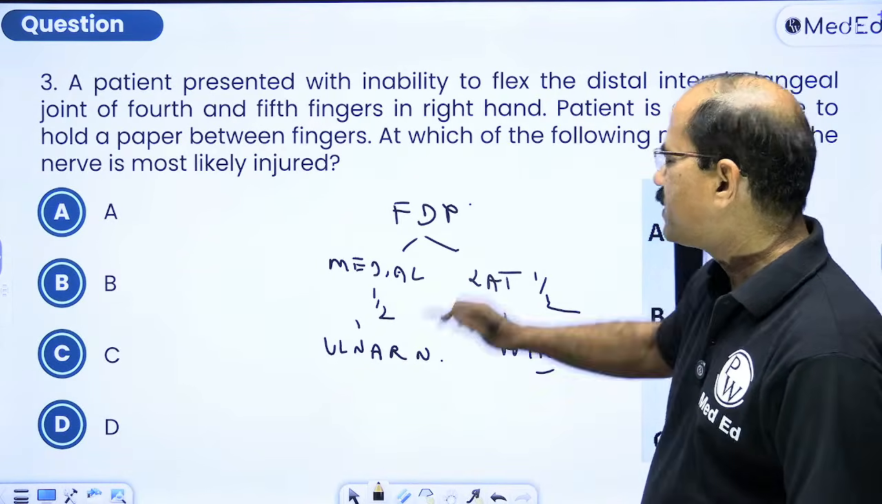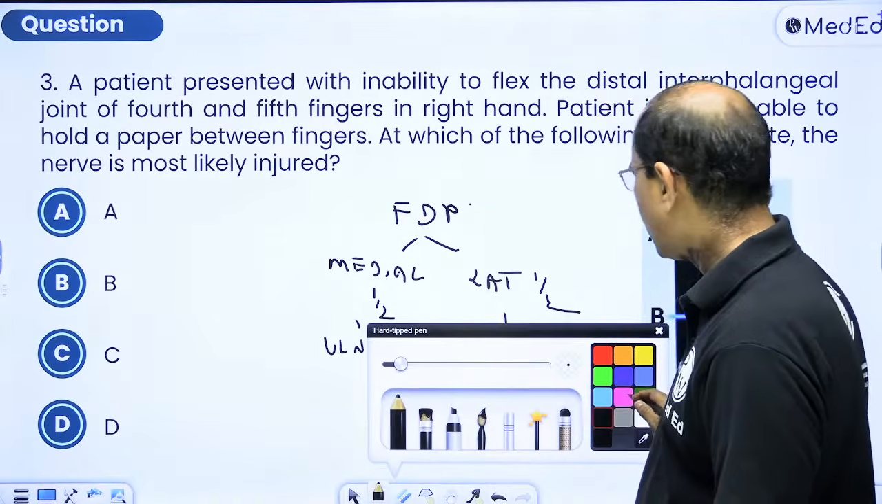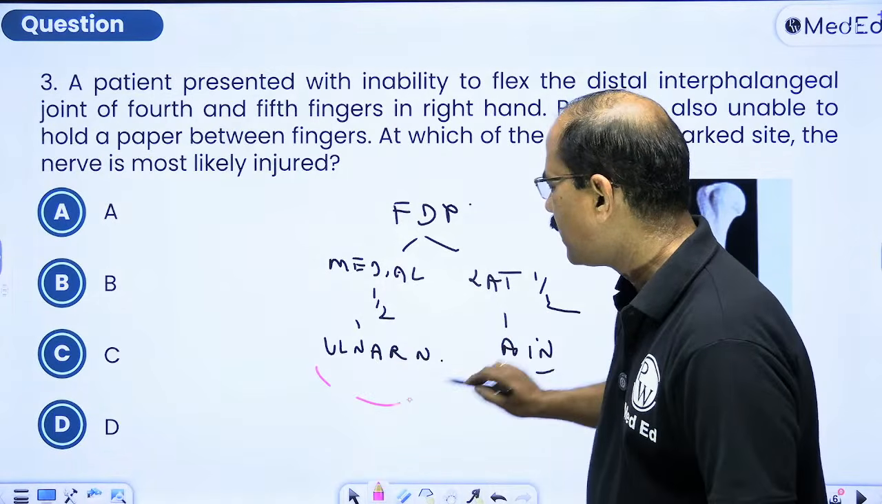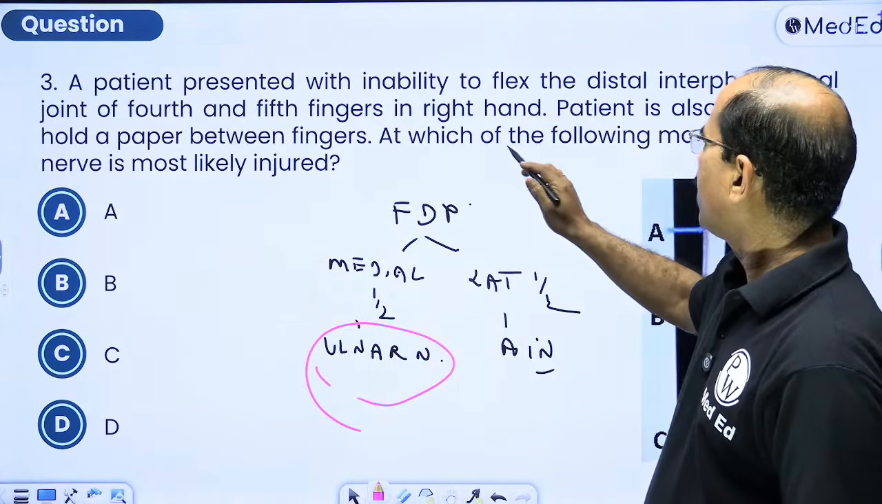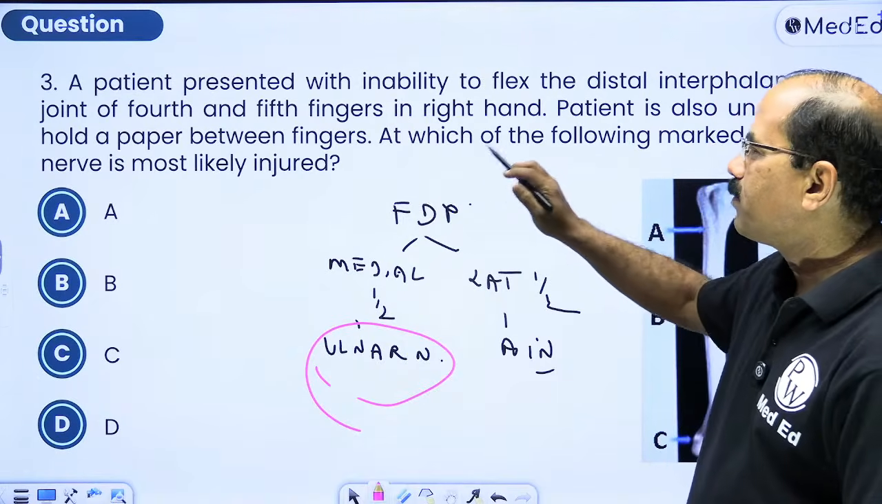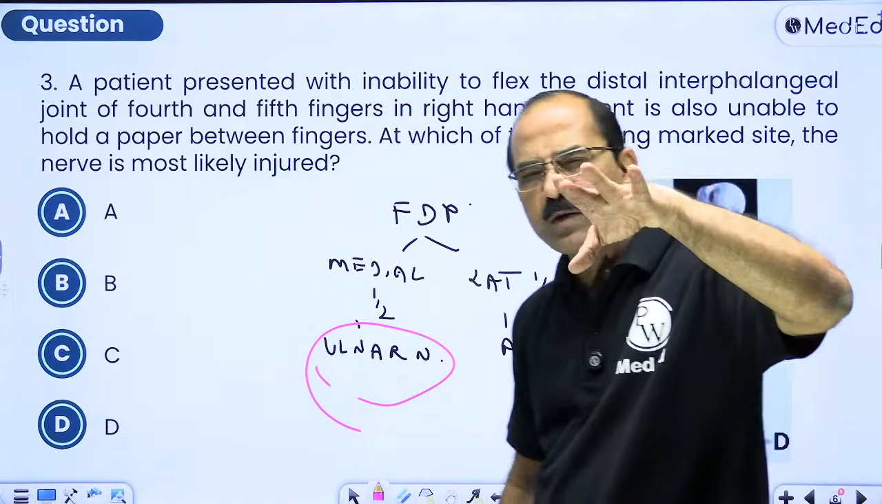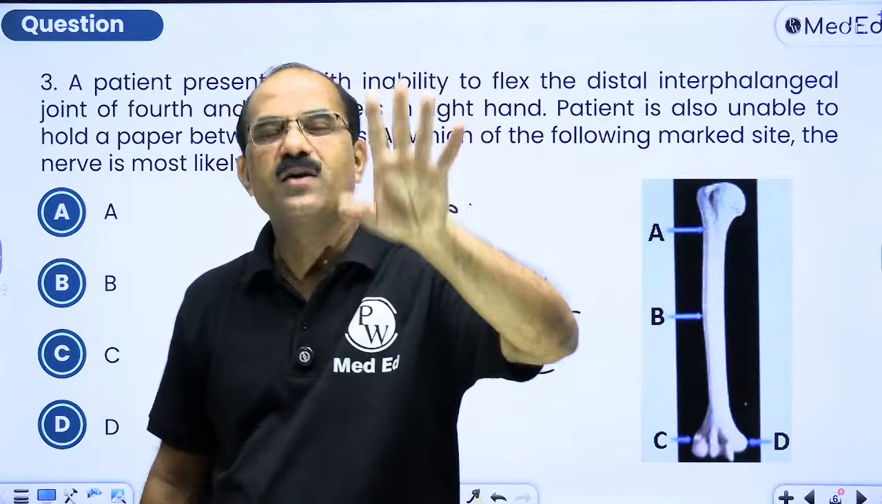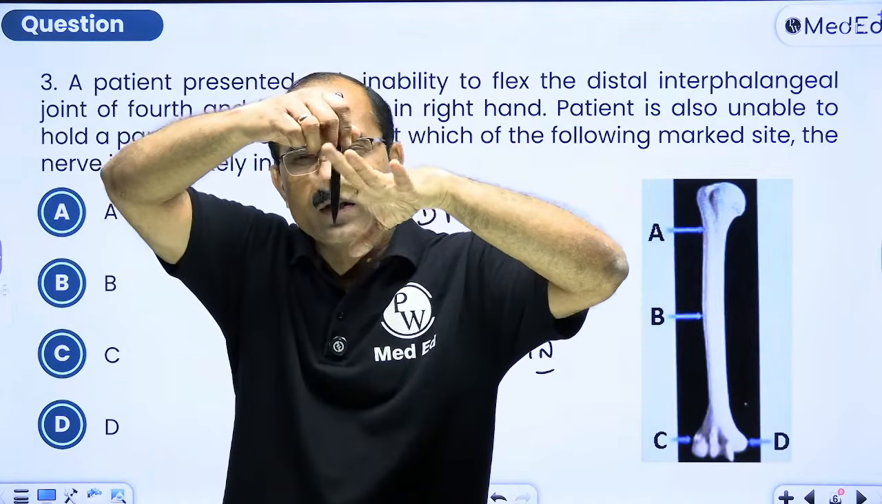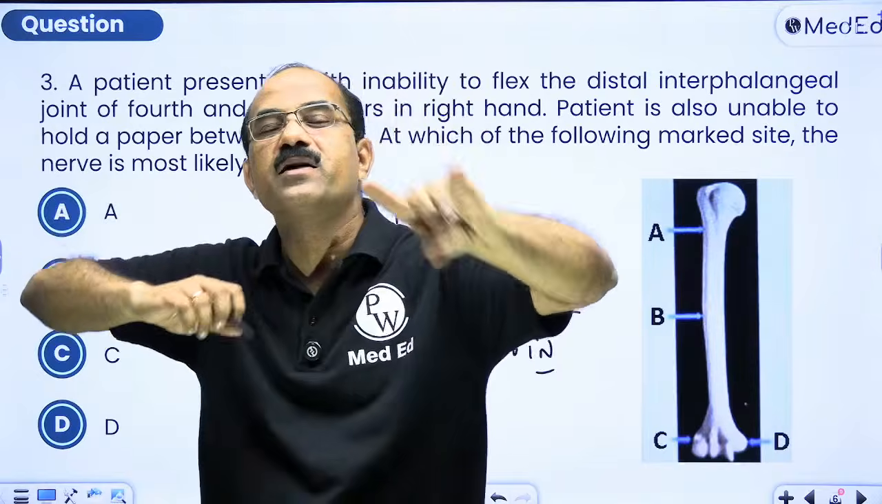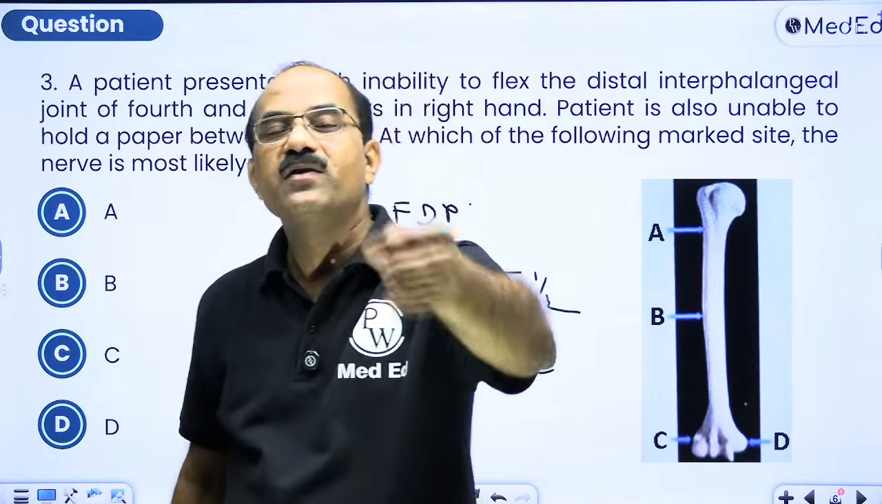So fourth and fifth digits है ना, so it would be the ulnar nerve. हाँ, ulnar nerve होगा medial half. So ulnar nerve involvement है. Patient is also unable to hold a piece of paper between the fingers. Piece of paper, what is this? Adduction of fingers. अगर आप paper को hold करते हो, what is that? Adduction of fingers. This is done by adductor pollicis. The nerve is ulnar nerve.